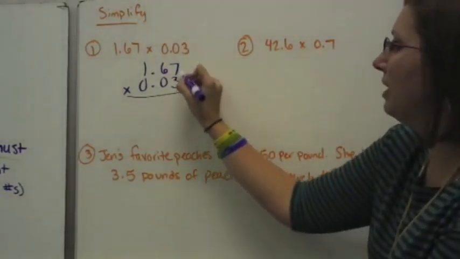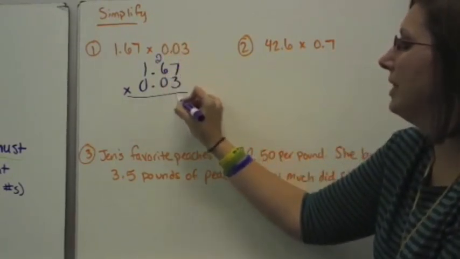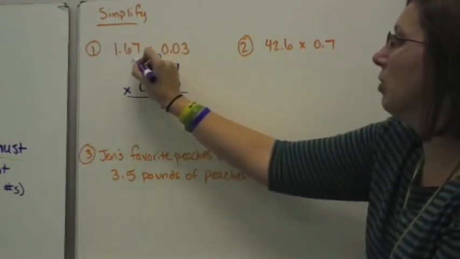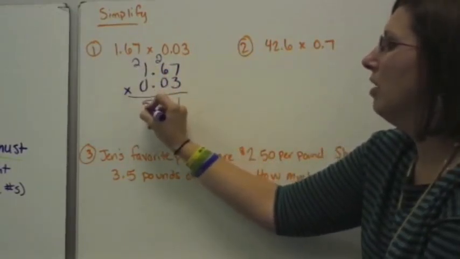So I'm going to multiply 3 times 7 to get 21, carry the 2. 3 times 6 is 18, plus 2 is 20. 3 times 1 is 3, plus 2 is 5.